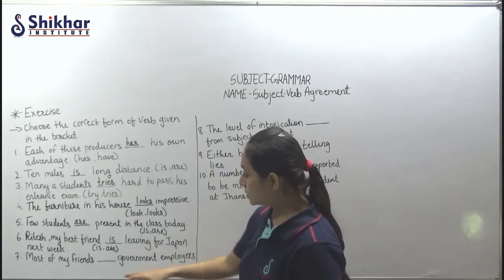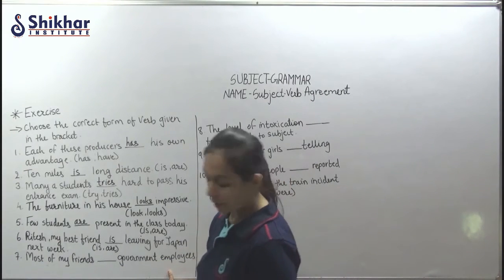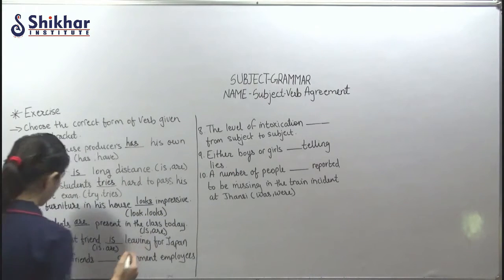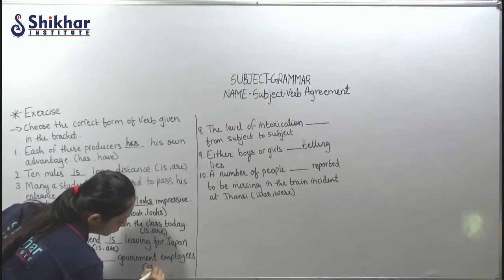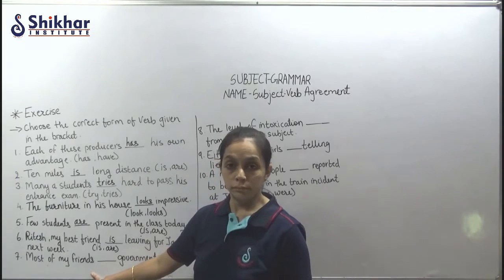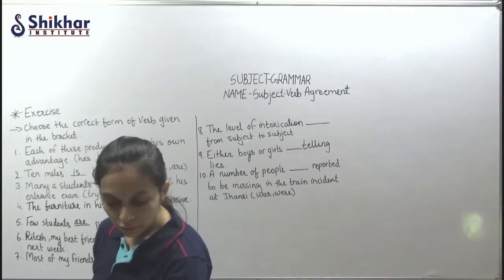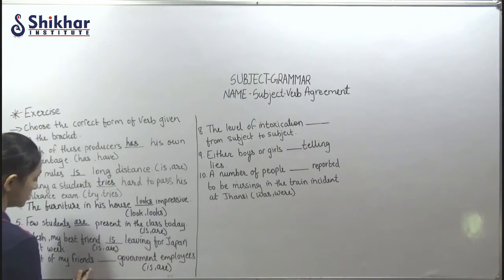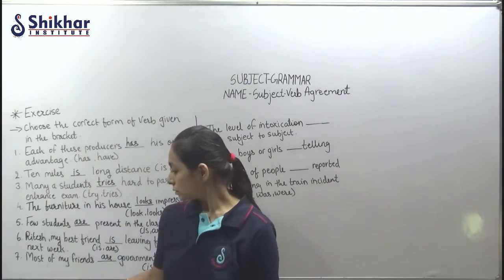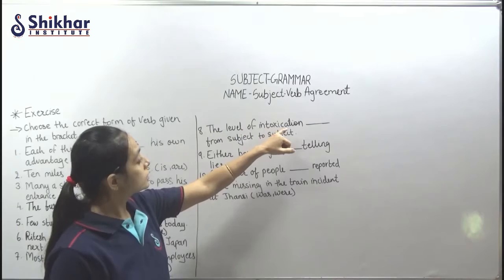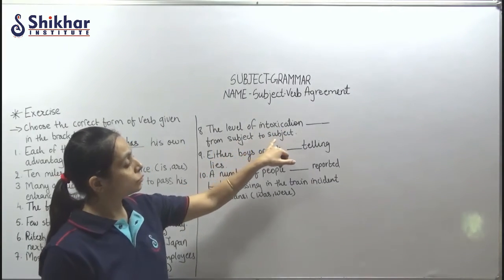Next one, seventh one. Most of my friends dash government employees. So here we have is or are. Most of my friends. So obviously, yes, it is are, because we are talking about friends. So are.